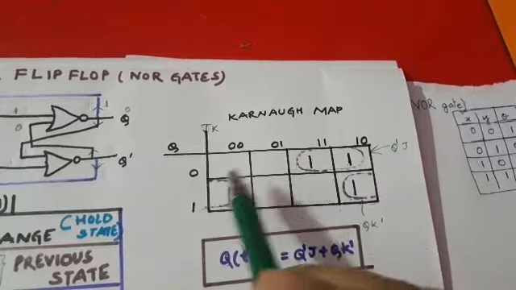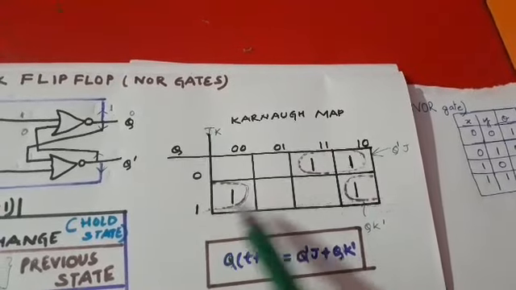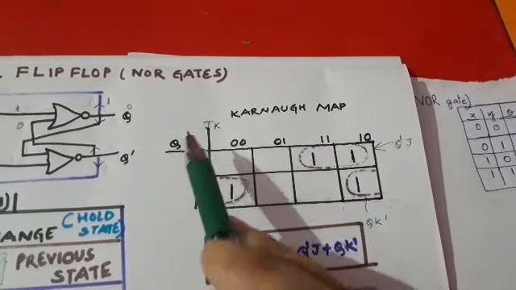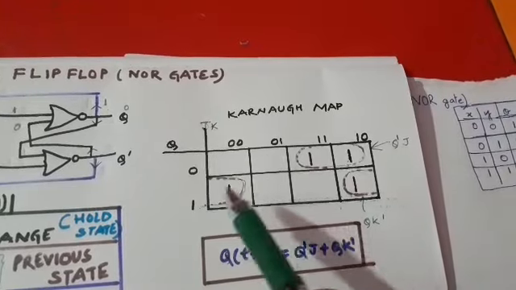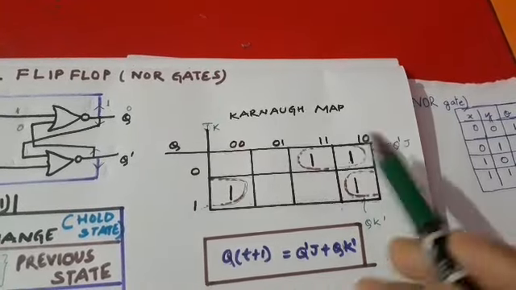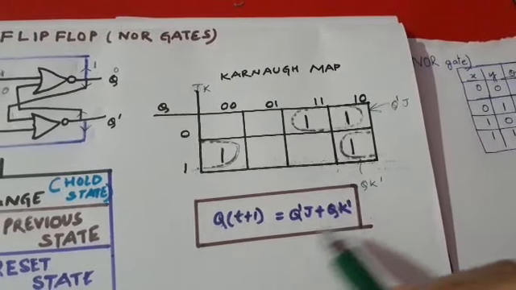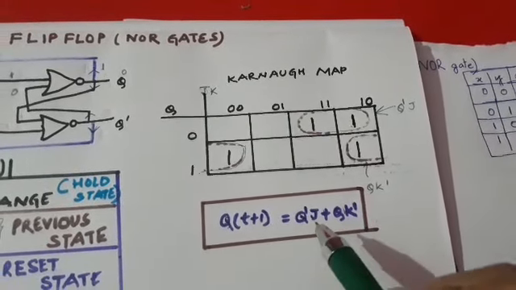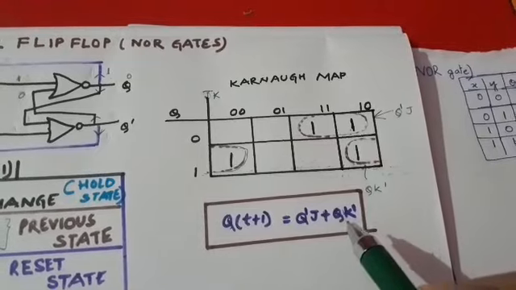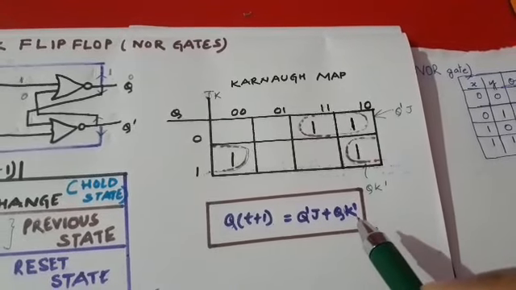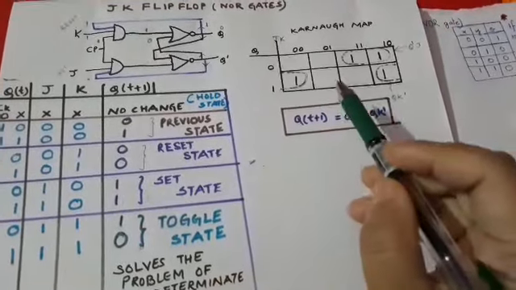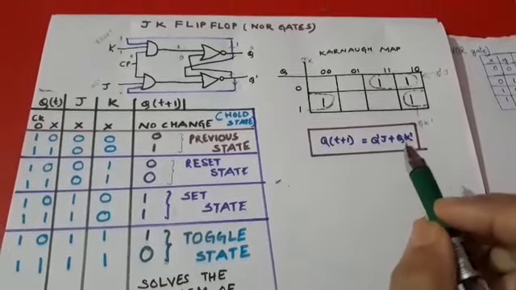The next term is from this pair. If you look carefully, it belongs to the second row, which is our Q, so we write Q. The next value which is not changing is the last 0, which is K prime. This gives us our equation for Q(t+1), which is equal to Q prime J plus Q K prime. I hope you have understood this truth table, followed by the Karnaugh map and the equation. Very important. Thank you.